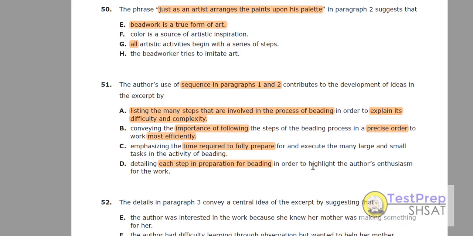In order to highlight the author's enthusiasm for the work. So the purpose or reason for detailing is different than A. It's to highlight the author's enthusiasm as opposed to explain the difficulty and complexity of the task. So, which of those would be correct? They both kind of have the same general idea. They're both sequential. Whenever I run into this, two different choices that could be a fit, I test the details. I'm going to test the reason. Is the reason to explain the difficulty and complexity in A, or is the reason to highlight the author's enthusiasm in D? Let's go back to the text and figure it out.